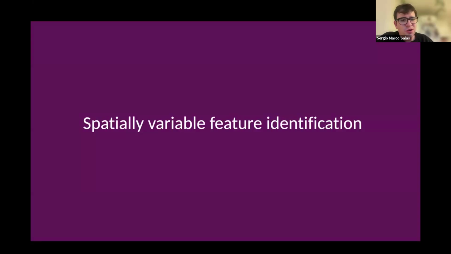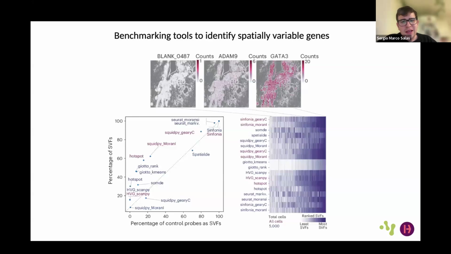Another task that we explored was the selection of spatially variable features. So in an analogous manner to the highly variable selection in single cell, the spatially variable features identification consists of identifying the genes that vary their expression across the space. So basically, in a part of the tissue, they present a high expression, and in another part of the tissue, they present a low expression.